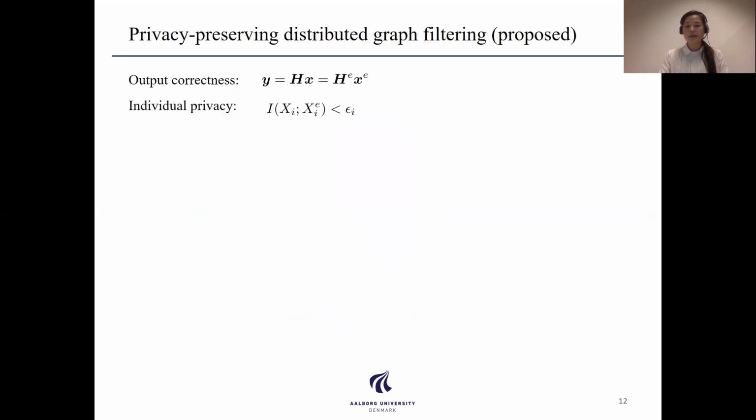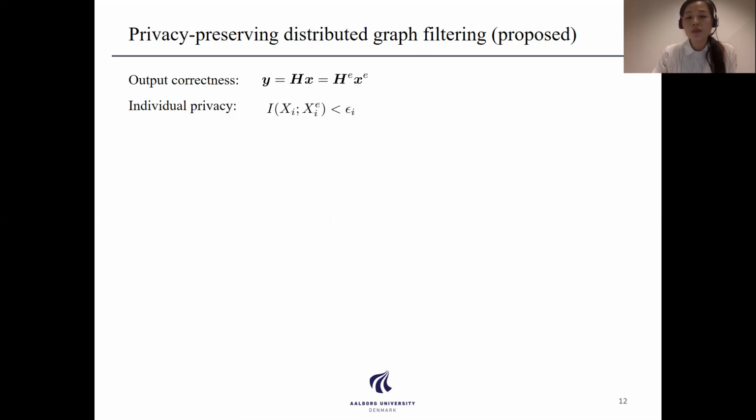Having this in mind, now let's go to the detailed design of the proposed distributed graph filter. In order to achieve output correctness, we propose to have this encrypted network data and the encrypted linear operator, H^E and X^E. In the meantime, in order to protect the individual privacy, we would like each local private data x_i and its encrypted version x_i^E to be sort of independent of each other. The epsilon_i is a threshold that determines how independent these two random variables are.